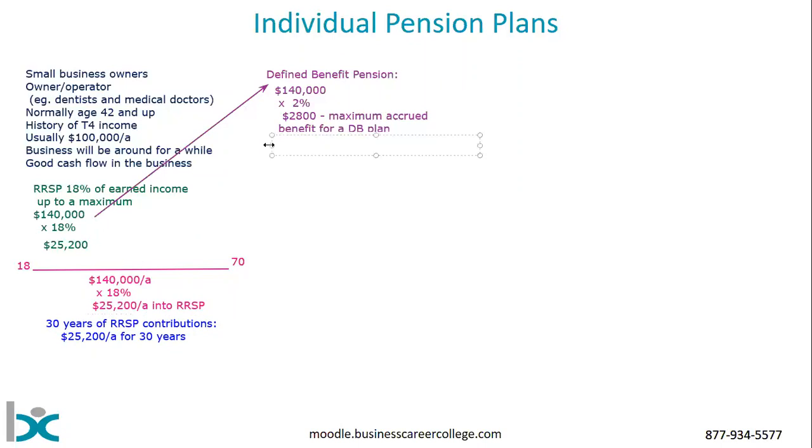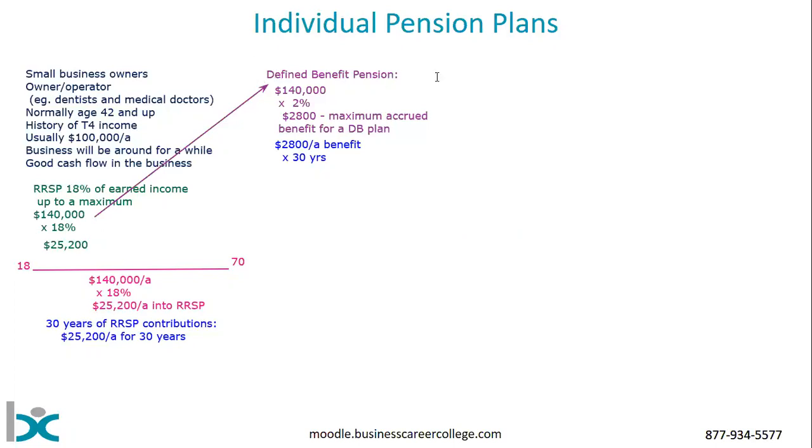Whereas if you did the same thing in a defined benefit pension plan, you'd have a $2,800 annual benefit times 30 years of service. So now you have a benefit at $81,000 a year, which the idea is that those are supposed to be roughly sort of matched up to one another. But let's look at a couple of different scenarios here.